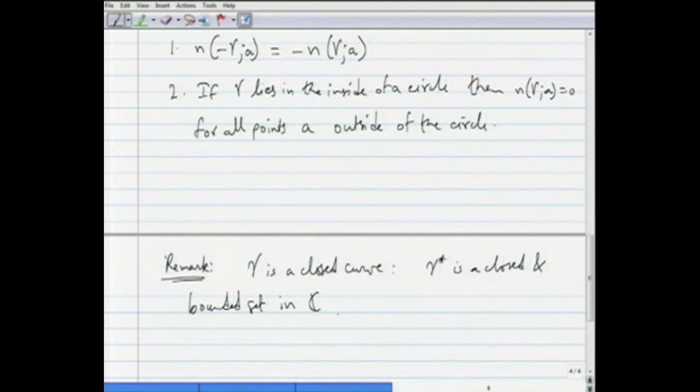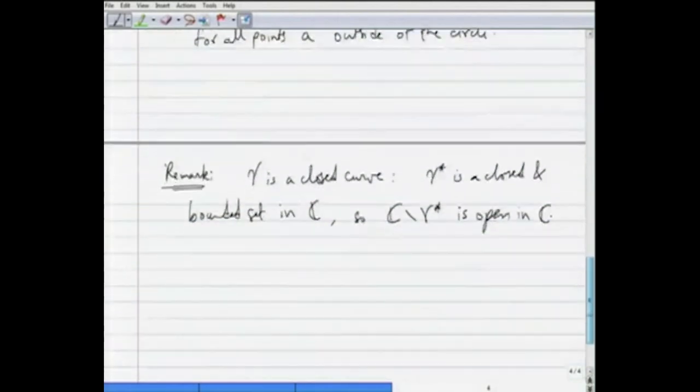So, it is a compact set in C. So, C minus gamma star is open in C. What that tells us is that C minus gamma star is actually divided into components, which are the maximal open sets whose union is C minus gamma star.